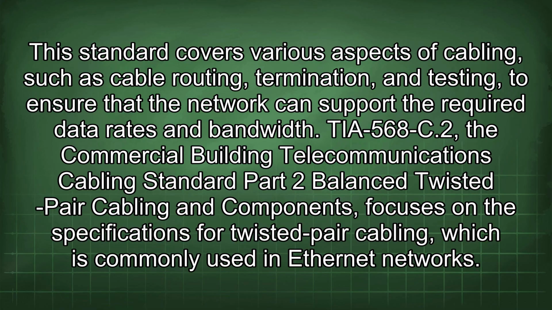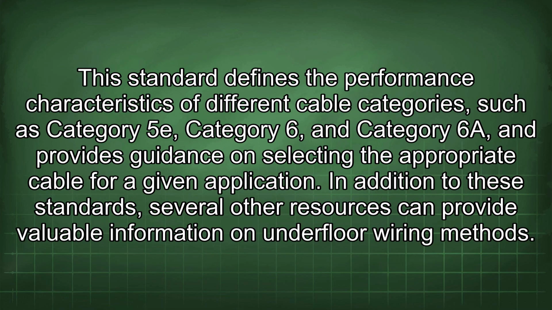TIA-568C2, the Commercial Building Telecommunications Cabling Standard Part 2 Balanced Twisted Pair Cabling and Components, focuses on the specifications for twisted pair cabling, which is commonly used in Ethernet networks. This standard defines the performance characteristics of different cable categories, such as Category 5E, Category 6, and Category 6A, and provides guidance on selecting the appropriate cable for a given application.